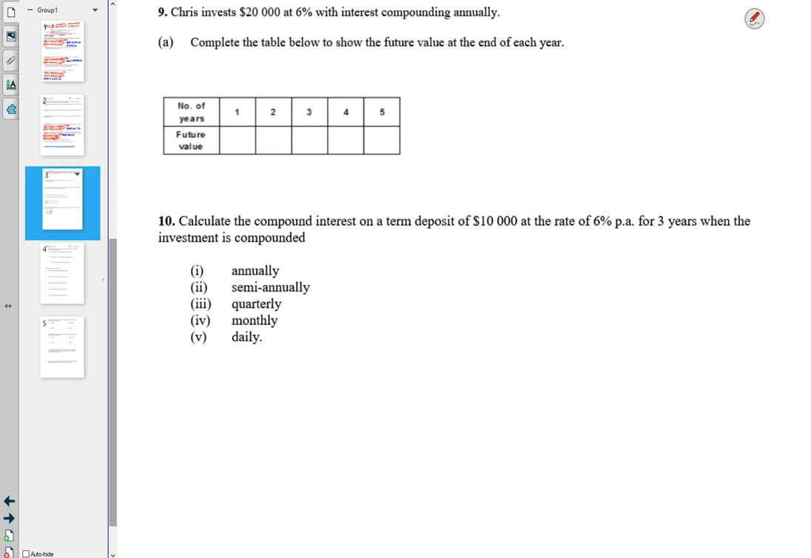Remember, for annual, what number am I going to put for n? What number am I going to put for semi-annual? What number am I going to put for n on quarterly? What number for monthly? What number for daily? That's another new word. 365. Yeah, 365 would be daily. So you might want to add that to your list of words.